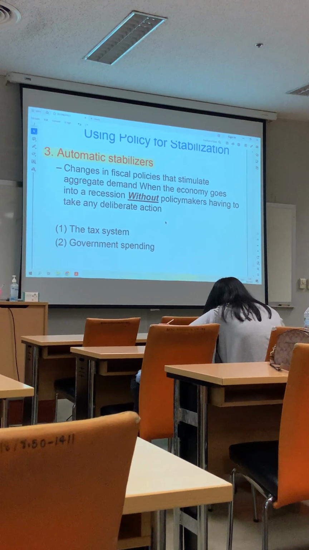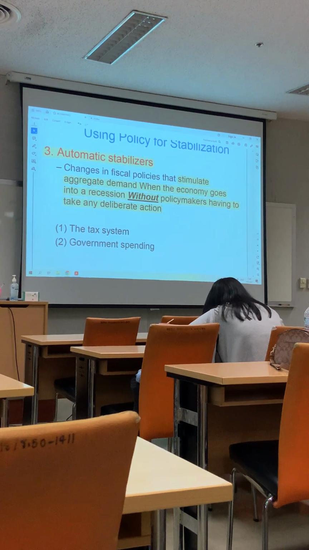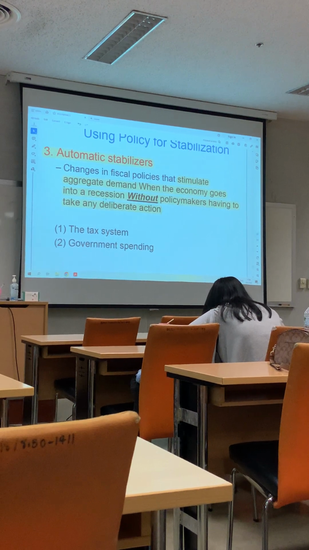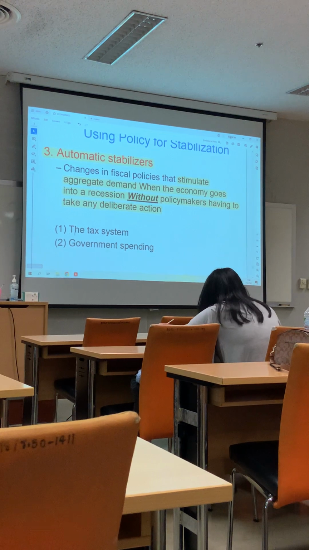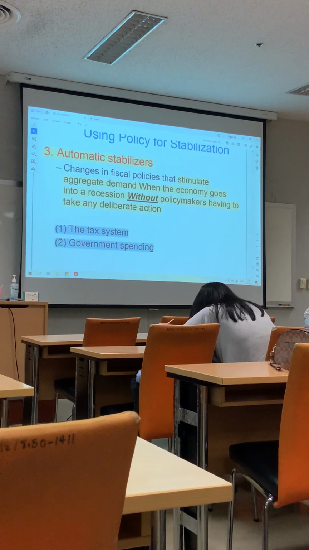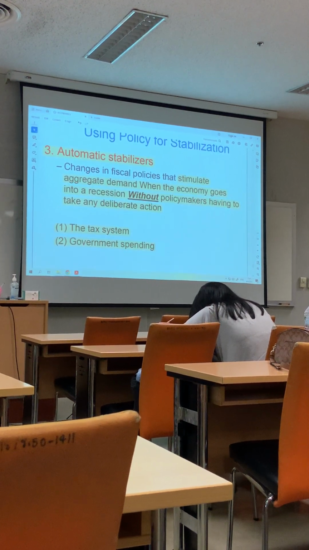These systems are so-called automatic stabilizers. When this system operates, it can stimulate aggregate demand when the economy goes into recession or in economic growth, without any policymaker having to take any decisions. We have about 2 examples of automatic stabilizers for you to learn. The first example is the tax system, which in fact is set up by the government.